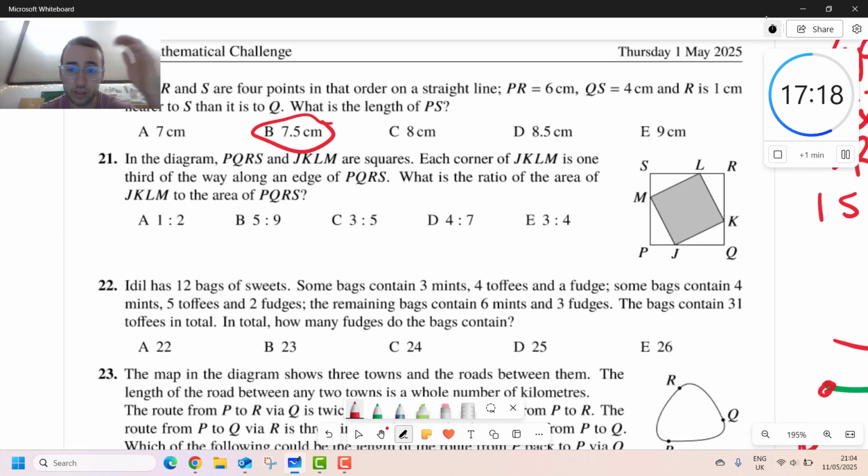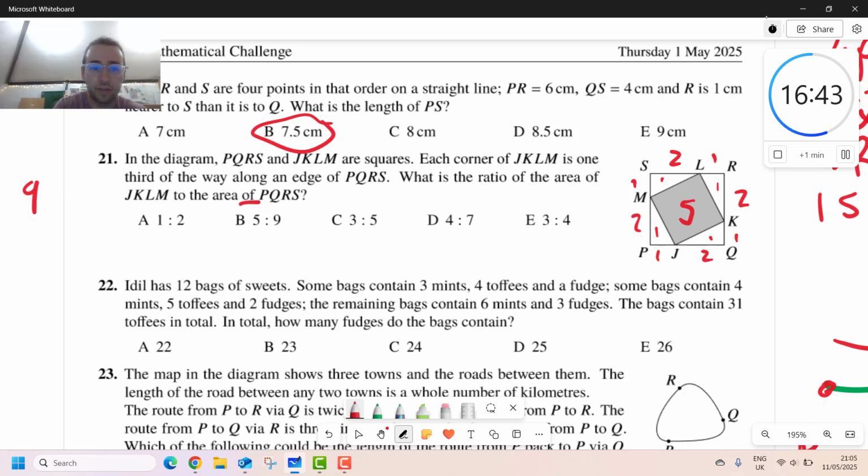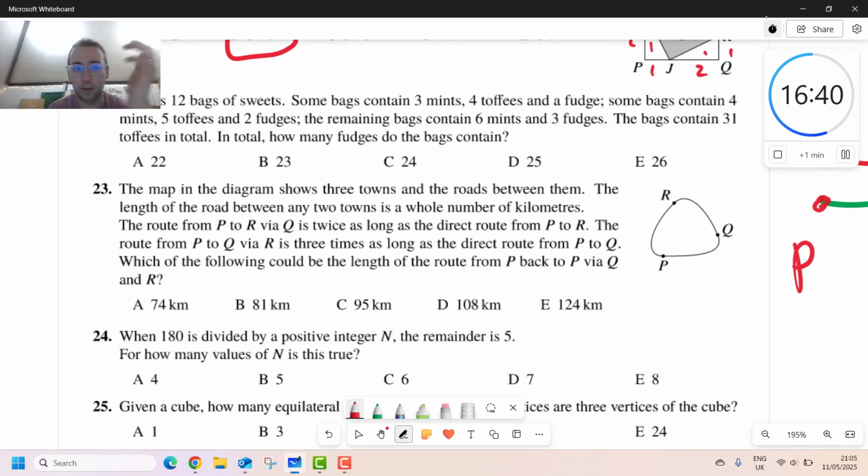In this diagram, they're squares. Each corner is 1/3 of the way along. So that's 2 to 1, 2 to 1, 1 to 2, 2 to 2. What's the ratio of the area of the square? Okay, so the whole thing is 9. And each of these has an area of 1, 1, 1, 1. So this has an area of 5. So it's 5 to 9. We are speeding.